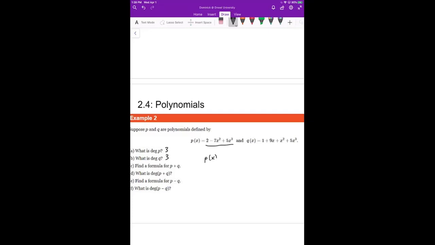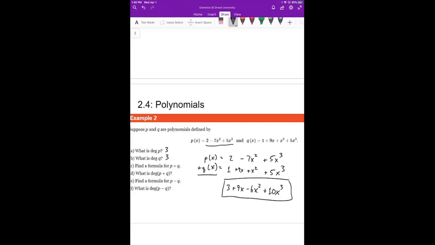So P plus Q of x is going to be 2 minus 7x squared plus 5x to the third. And then Q, I have a 1, and then I have a 9x plus x squared plus 5x to the third. So if I combine like terms, I'm going to get a 3, I'm going to get a 9x, I'm going to get a minus 6x squared, and a 10x to the third. So that's what happens when I add them. Now the degree of this is also equal to 3, because my highest exponent is still 3.